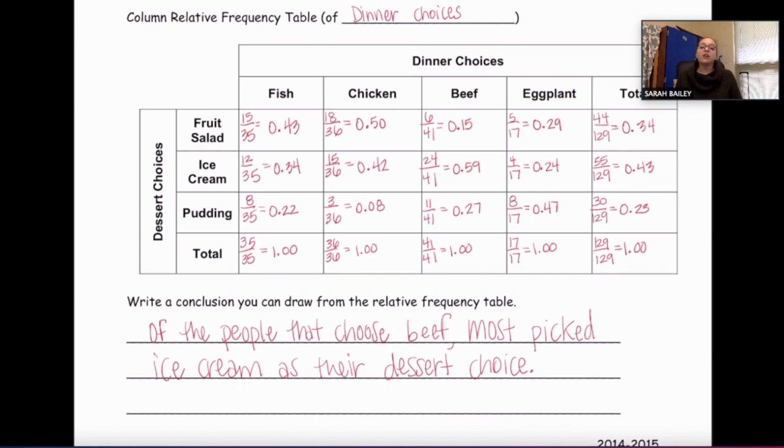So remember, this was out of dinner choices. So for example, for the fish and fruit salad, there were 15 people that said fish and fruit salad out of a total of 35 people that selected the fish. And I rounded each of these to the nearest hundredth. All right, so pause the video and get that table filled in.